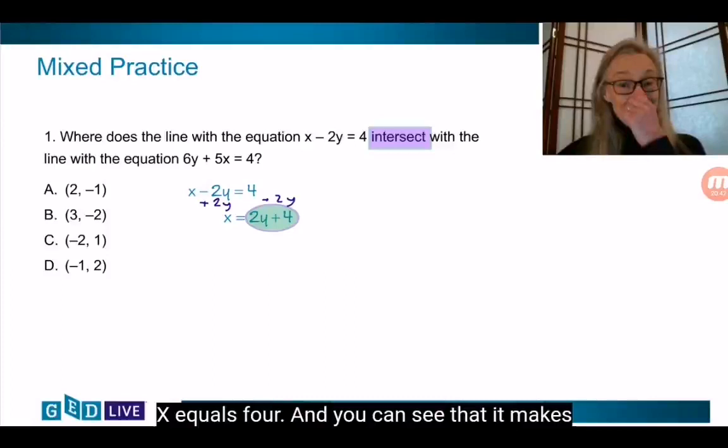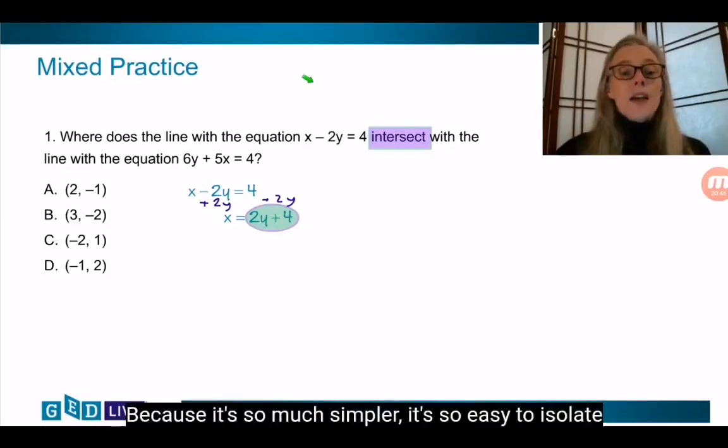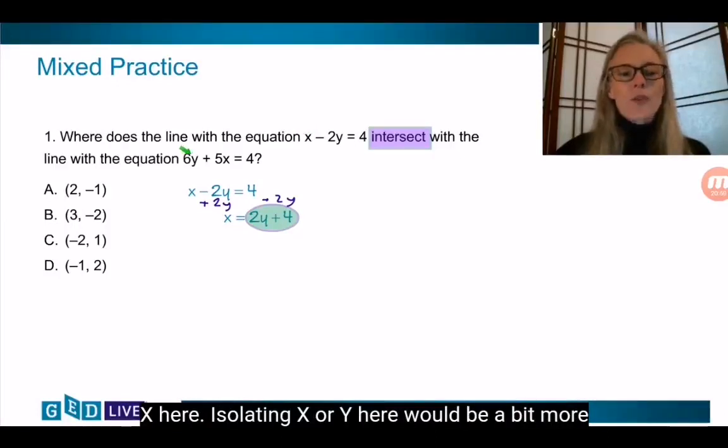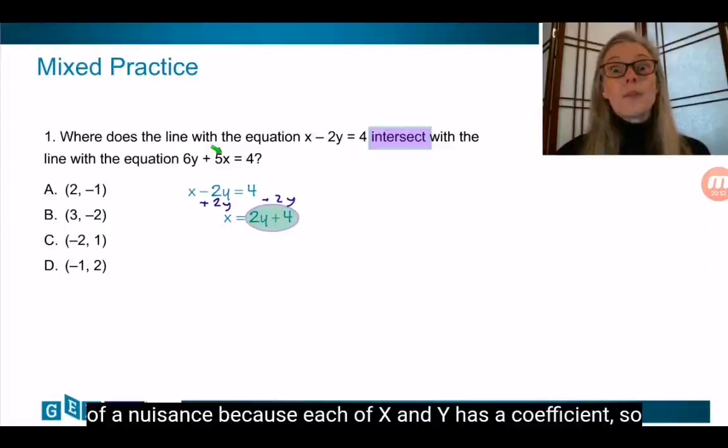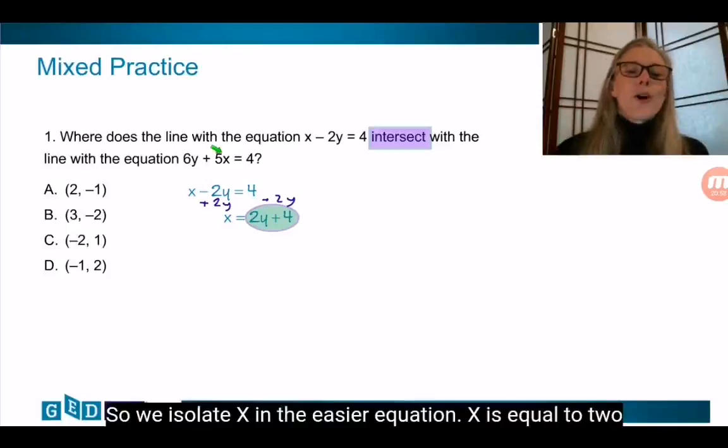And you can see that it makes sense to work with this equation first because it's so much simpler. It's so easy to isolate x here. Isolating x or y here would be a bit more of a nuisance because each of x and y has a coefficient, so that would involve an extra step. So we isolate x in the easier equation.